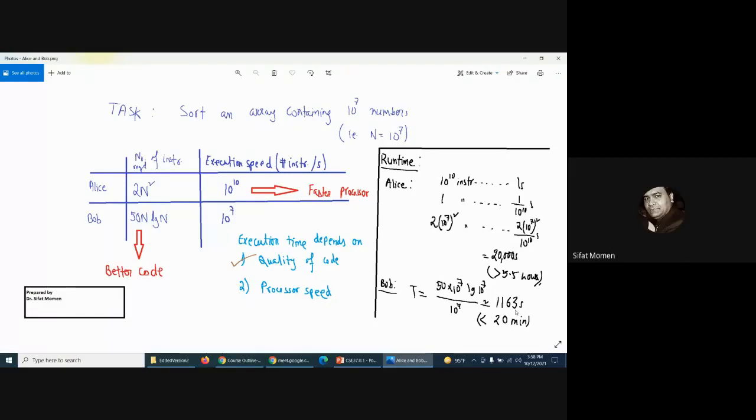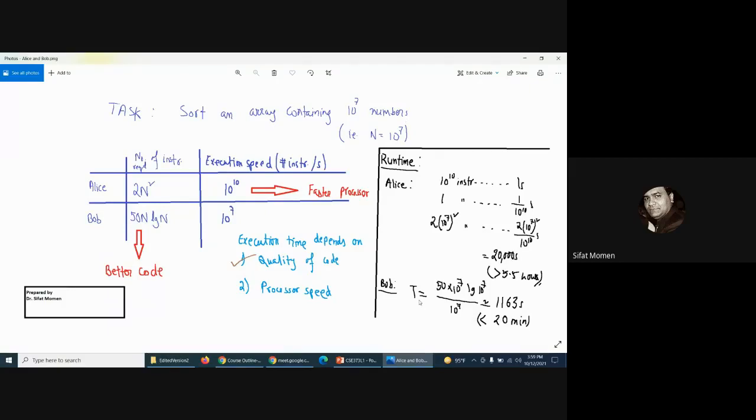Now, if you compare, Bob's solution would take 1163 seconds to solve the problem, whereas Alice's solution would take some 20,000 seconds to solve the same problem. Now, let's put it in perspective: 20,000 seconds is actually larger than 5.5 hours. That means Alice's solution requires more than 5.5 hours to sort these 10 million numbers. Right, Nakina? Yes, sir.